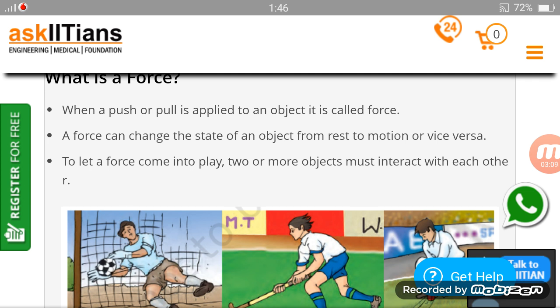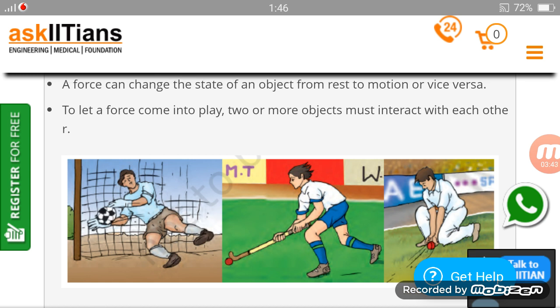How can we justify the statement? That the force can move the object which is at rest, or can bring an object which is in motion to rest. Means if some object is moving, force can make it come to rest position, or if some object is at rest position, then force can make it move also. So in this way, a force can change the state of an object.